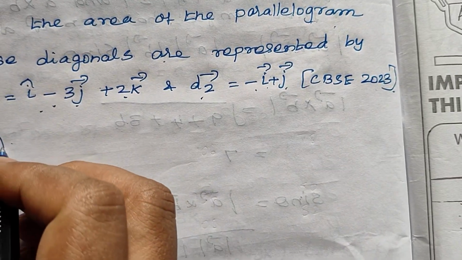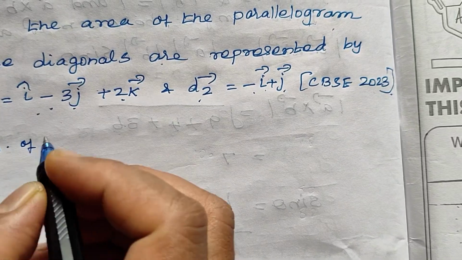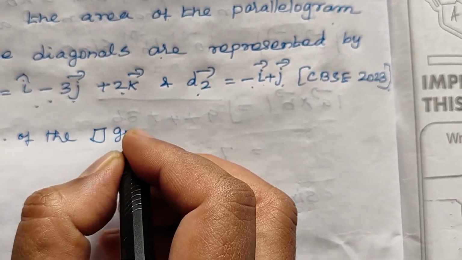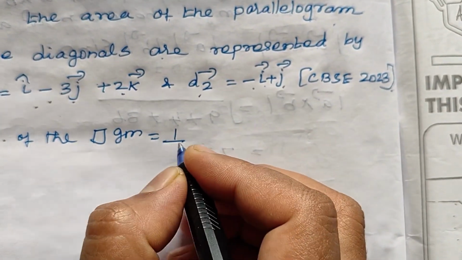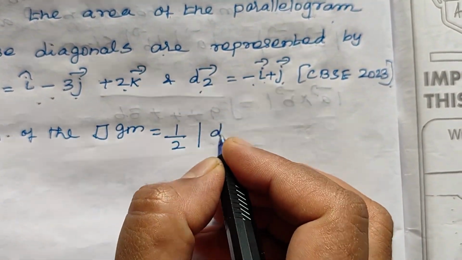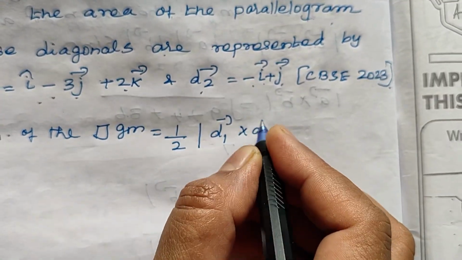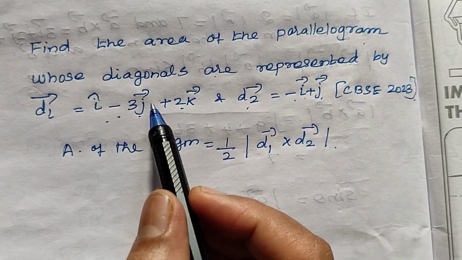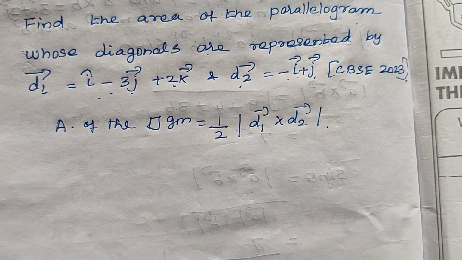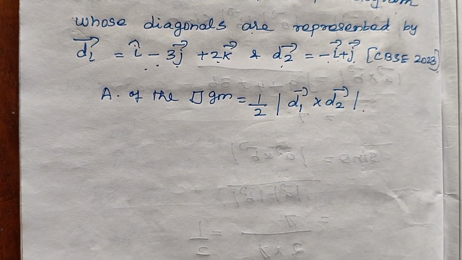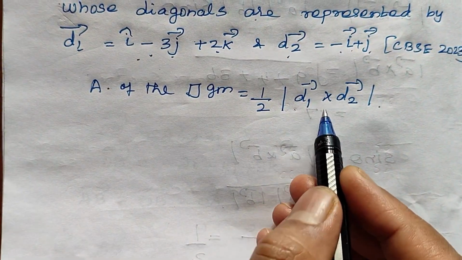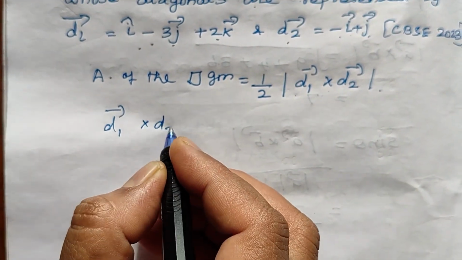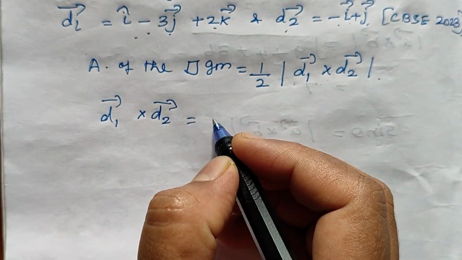So area of the parallelogram equal to 1 by 2 magnitude of d1 vector cross d2 vector. Here d1 vector and d2 vector are given. So first we have to find d1 vector cross d2 vector.